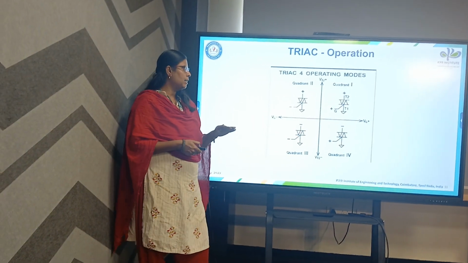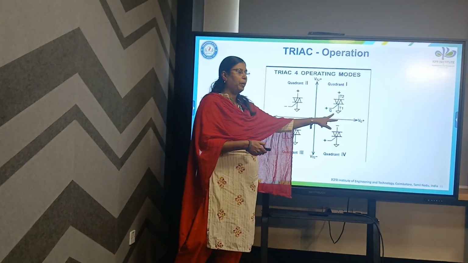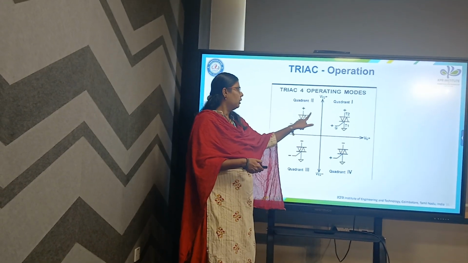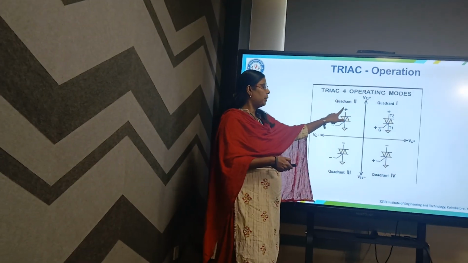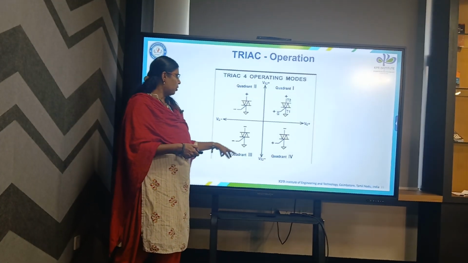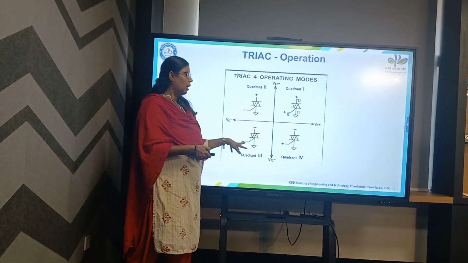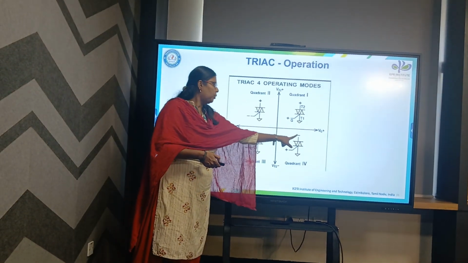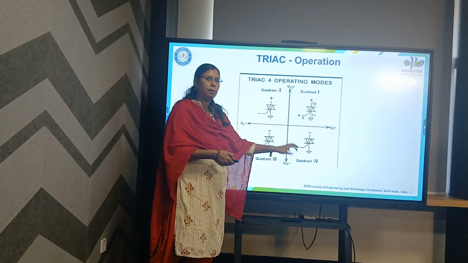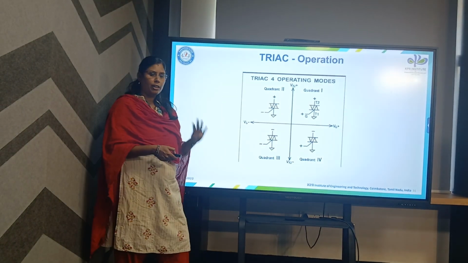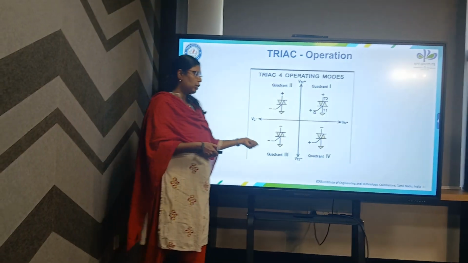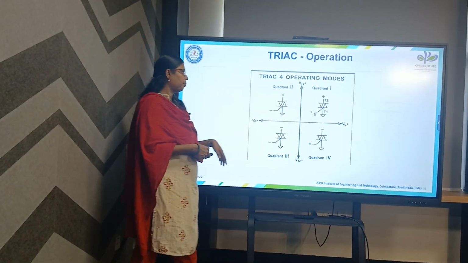So that is the case. This is the quadrant 1 operation: MT2 is positive and gate signal is positive. In the quadrant 2 operation, MT2 is positive but gate signal is negative. In the quadrant 3 operation, MT2 is negative and the gate signal is negative. In the 4th quadrant, MT2 is negative and gate pulse is positive. So we have 4 modes: forward blocking, forward conduction, reverse blocking, reverse conduction.